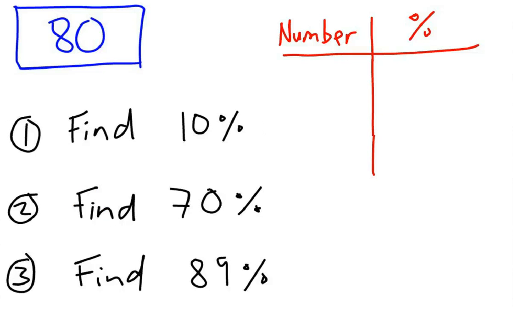Okay, so I've left this table up here to help you. If you want to pause the video, have a go at these questions here. I want you to, using the number 80, find me 10%, 70%, and 89%. Pause the video and I'll give you the answer shortly.